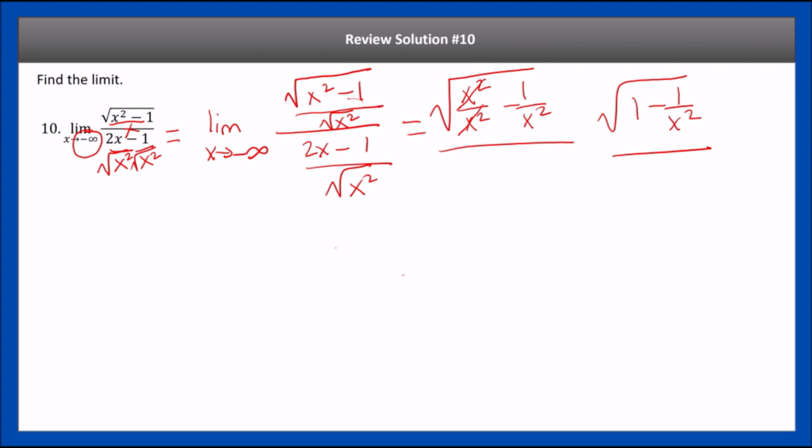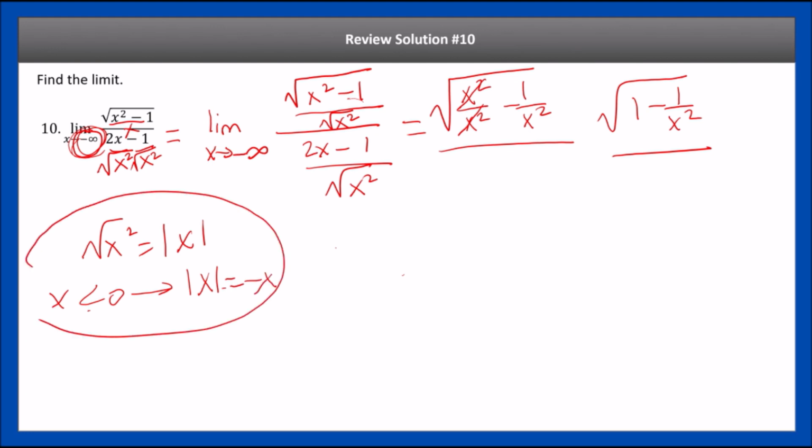Now for the denominator, we know that square root of x squared is absolute value of x, right? So that's actually going to change things. Because we're doing the limit as x approaches negative infinity, that means x is less than 0, which means that absolute value of x turns into negative x, right? Just as a side note. So this is actually going to turn into negative x. So we're going to divide both of them by negative x, essentially, is what I'm saying. Okay, so when I do that, this turns into negative 2, and this turns into positive 1 over x.